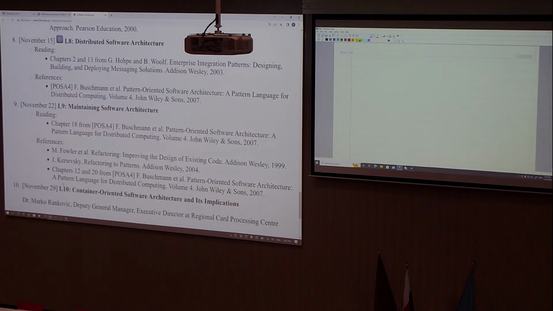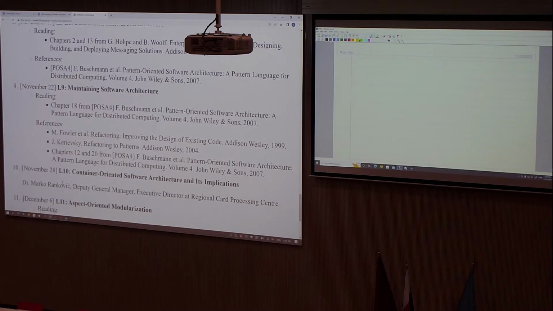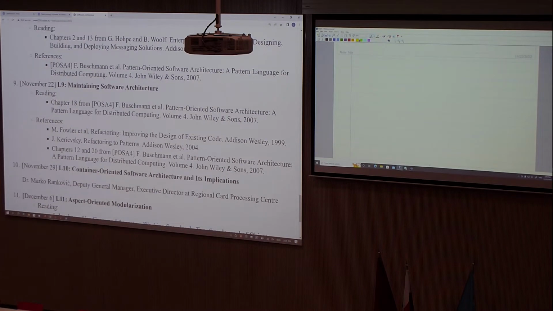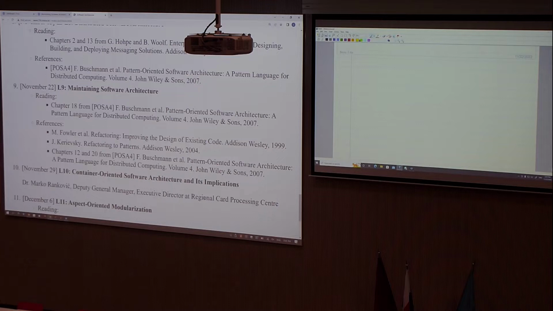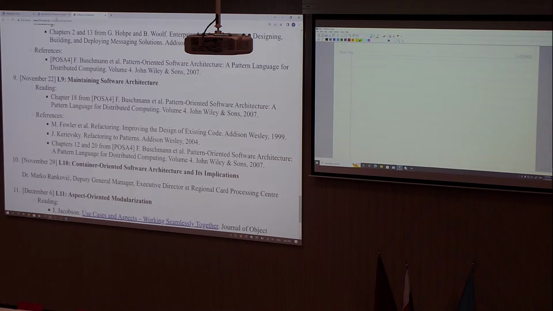So this is the 9th lecture, and the last one, I guess, that will be dealing with Bushman's patterns to some extent, or some patterns at all, like in design patterns. Well, actually, I'm not right, because in aspect-oriented modularization, I'll mention maybe some aspect-oriented patterns again. Next time we will have a guest lecture, container-oriented software architecture and its implications, and that's roughly it. So we're here in maintaining software architecture. Do we need to go back to anything from our last meeting?